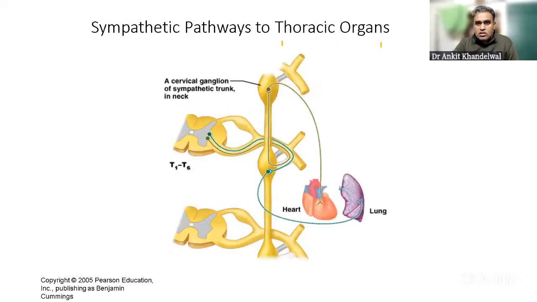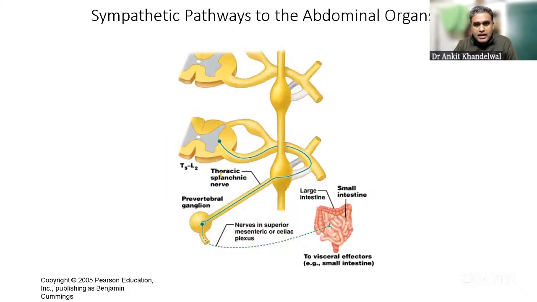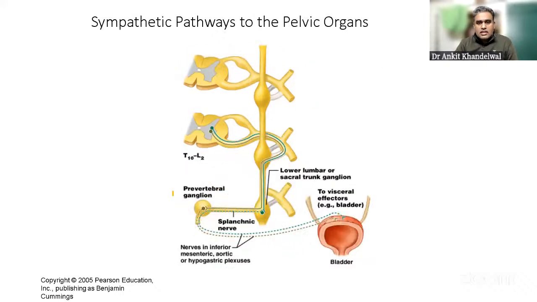How it goes to thoracic organs, we have seen already. Simple: coming out, relaying, supplying heart and lungs. How it goes to the abdominal organs: splanchnic nerves, remember the name, and goes to prevertebral ganglia like the celiac ganglia and all, and then goes to the abdominal organs. How it goes to pelvic organs: again you have the splanchnic nerves relaying in the prevertebral ganglia, going to structures like the bladder and pelvic organs.